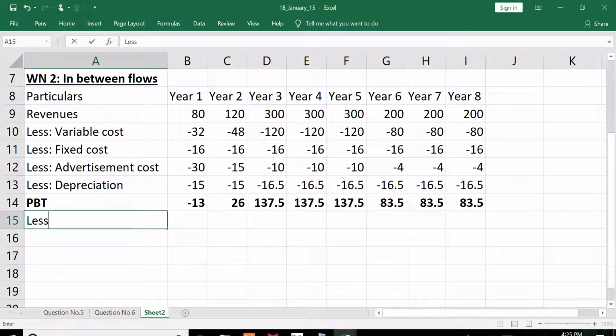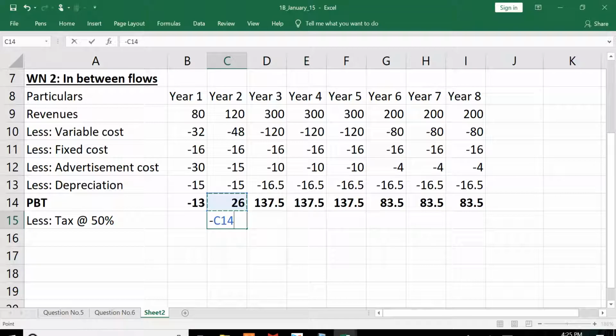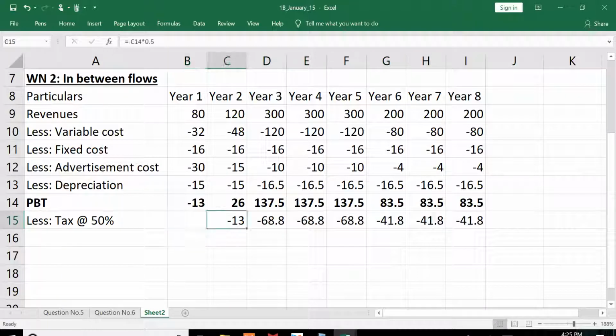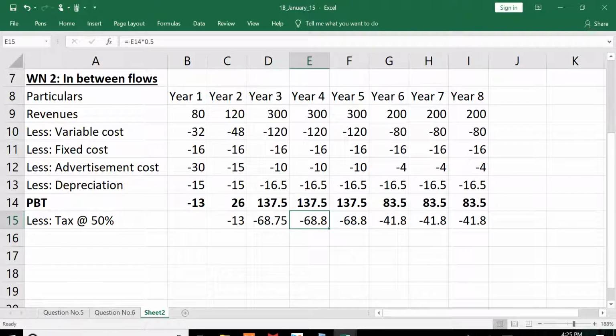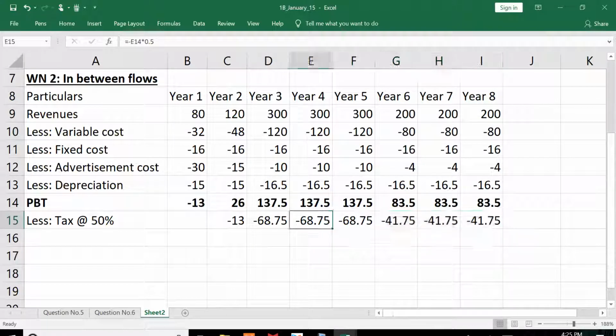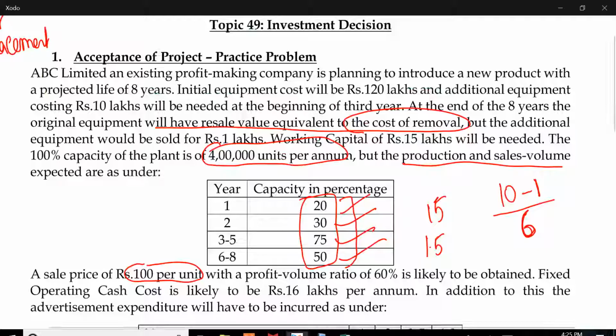What is the tax rate given in the question? Listen. Now tax for year 2 is this into 50%. Wait. In the first year alone, there is going to be a loss. On loss, you are going to save tax, and it is also clearly indicated in the question.